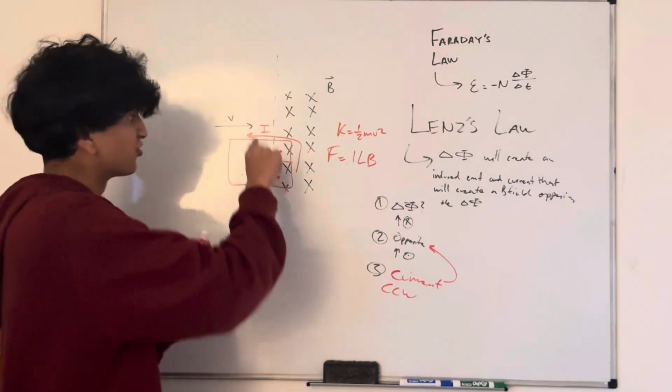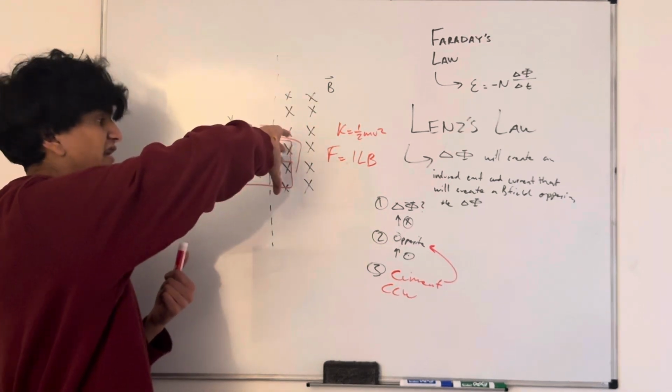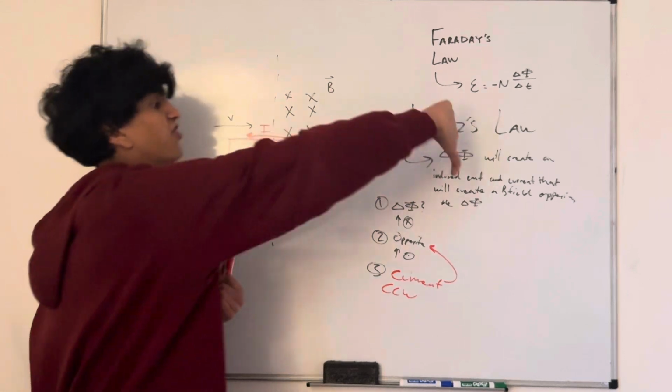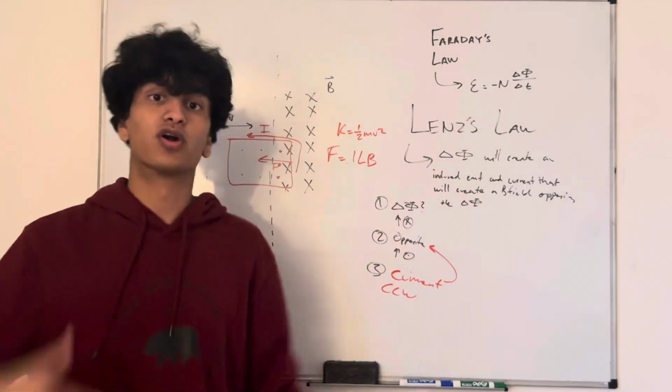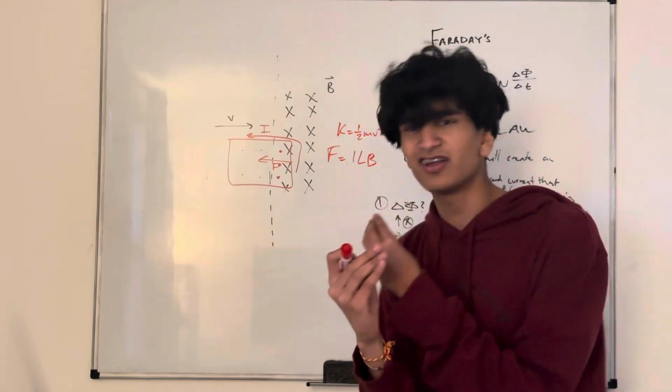If Lenz's law wasn't true and the current went the other way, then that means thumb this way, magnetic field into the page, and I'm getting a force that way. That's going to accelerate it even more. Conservation of energy would be violated. So hopefully that makes sense with forces.